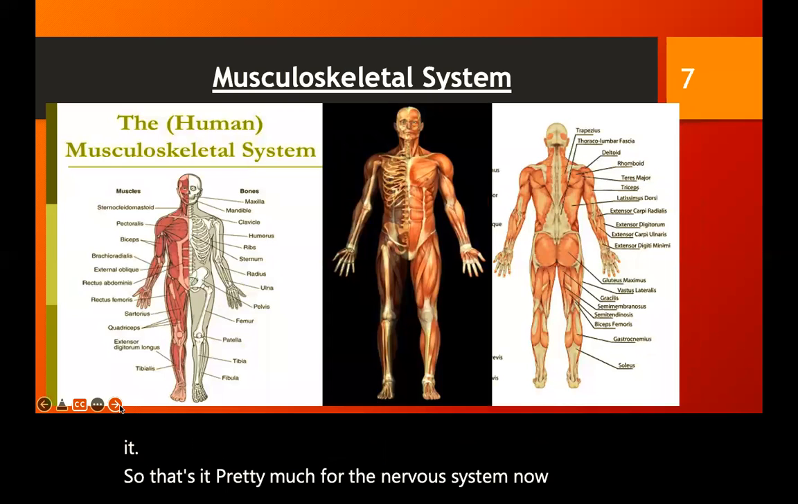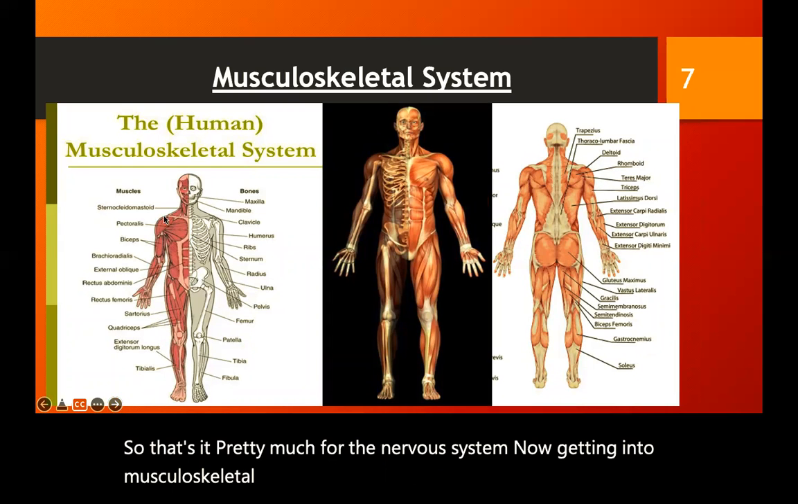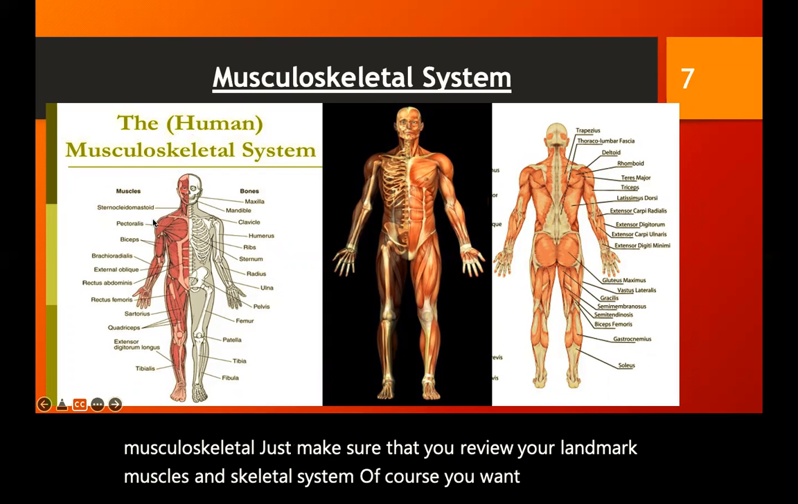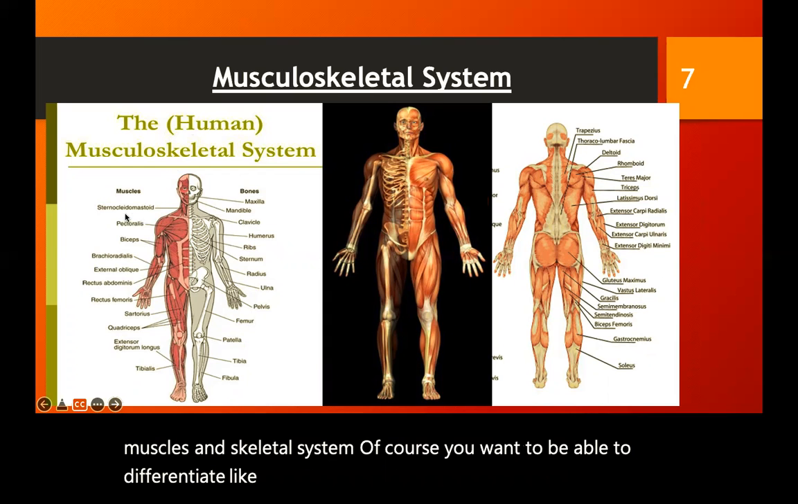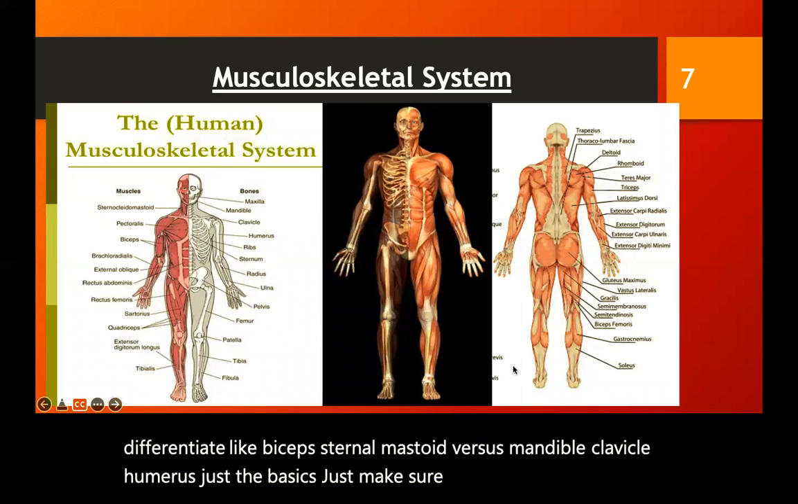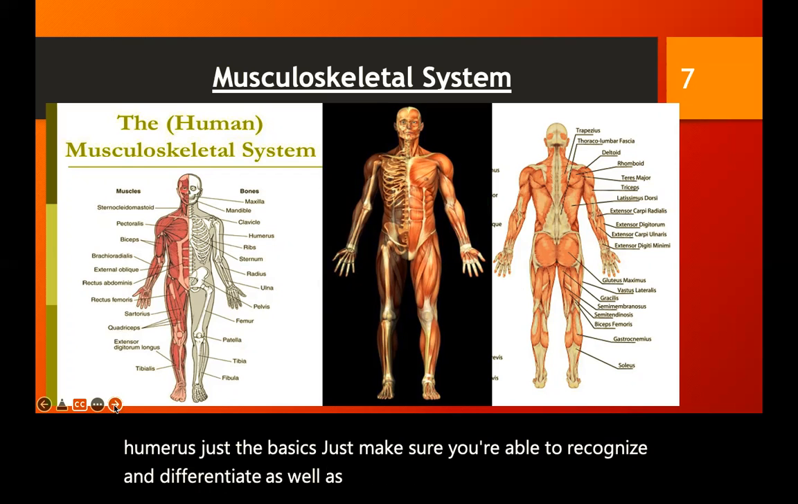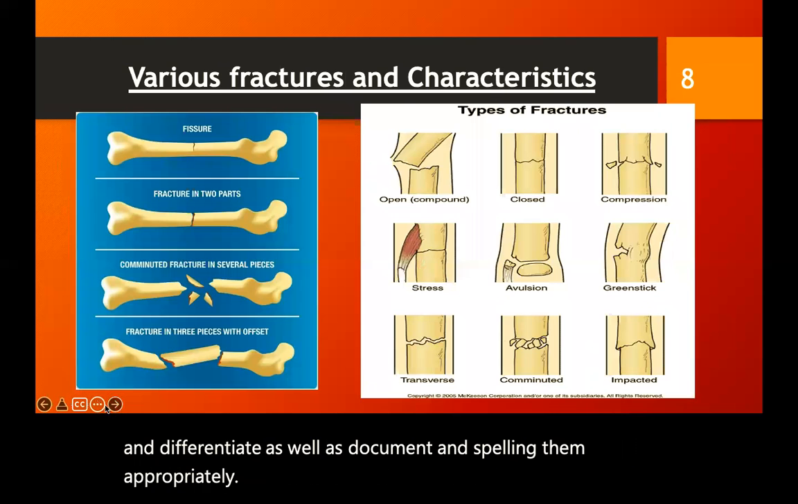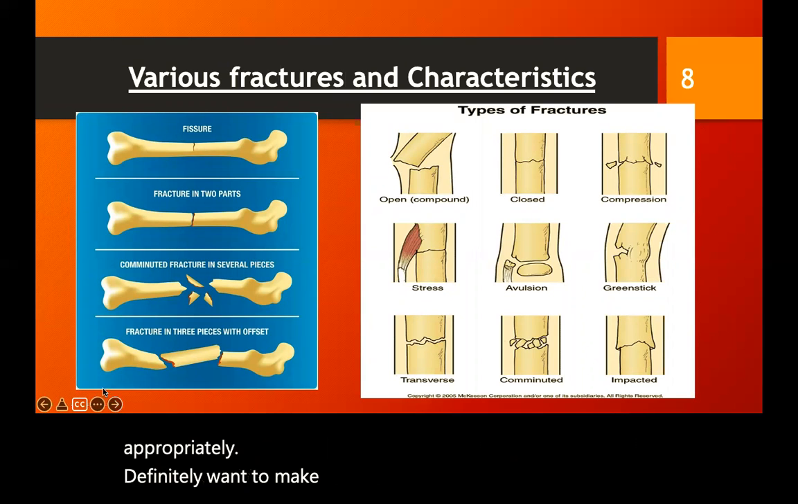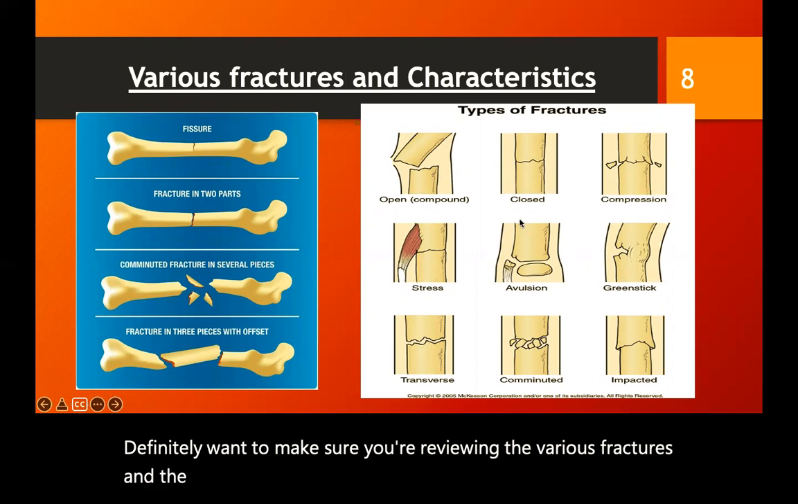Now getting into musculoskeletal, just make sure that you review your landmark muscles and skeletal system, of course. You want to be able to differentiate biceps, sternocleidomastoid versus mandible, clavicle, humerus, just the basics. Just make sure you're able to recognize and differentiate as well as document and spell them appropriately. Definitely want to make sure you're reviewing the various fractures and the characteristics of each. These will definitely be on the boards at some level.